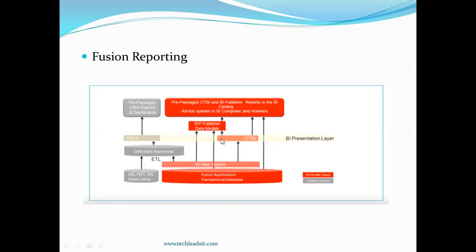If you see reporting here, the Fusion application transactional database. In our traditional database, in our on-premise R12 applications, whatever we are performing, for example, if you create an invoice, the invoice will directly sit in the database. That is the traditional database. Whereas in Fusion applications, Oracle created BI view objects.